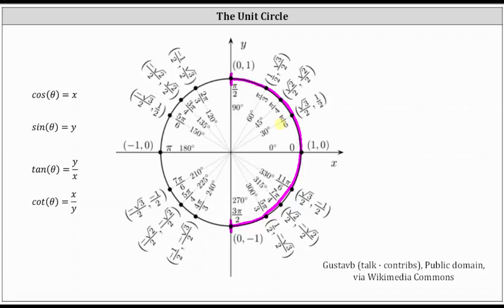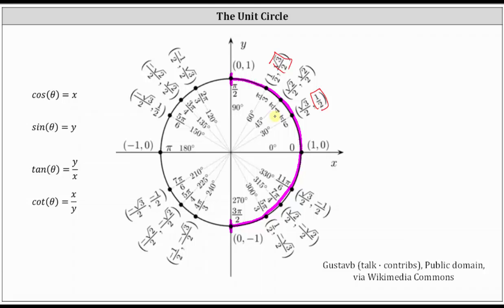In our case, because the sine function values are positive, we know they are going to be in the first quadrant, which means we're looking for a y-coordinate in the first quadrant equal to square root 3 divided by 2, which is here, as well as 1/2, which is here. This indicates the inverse sine of square root 3 divided by 2 is equal to pi divided by 3 radians, and inverse sine of 1/2 is equal to pi divided by 6 radians.